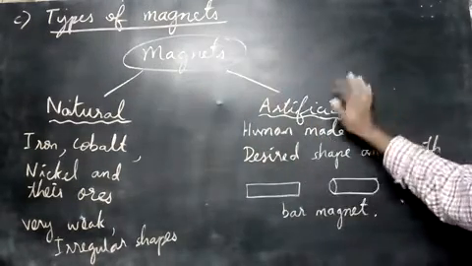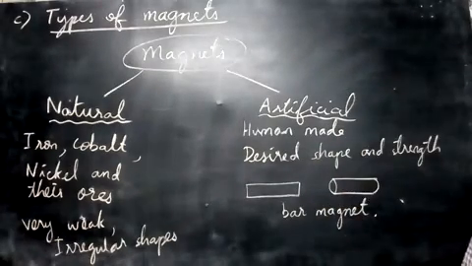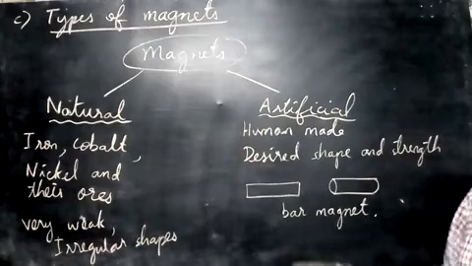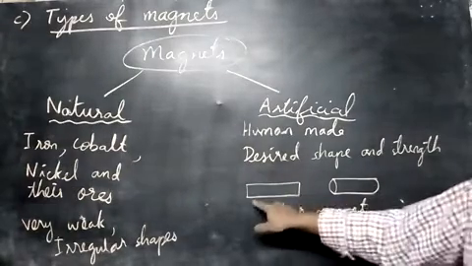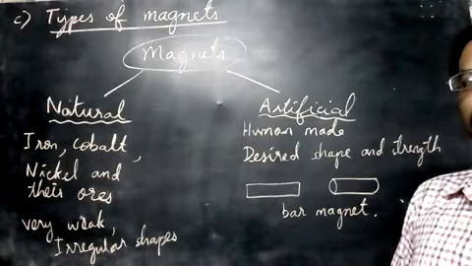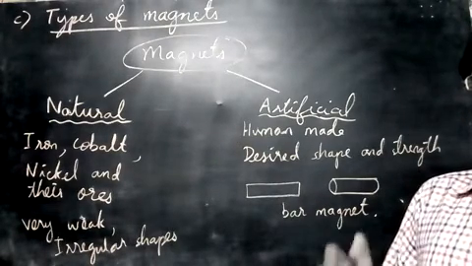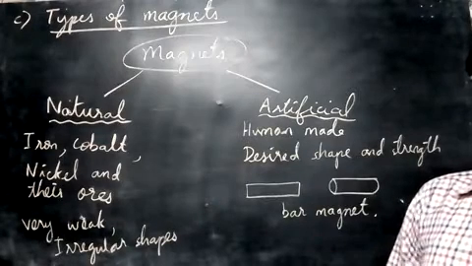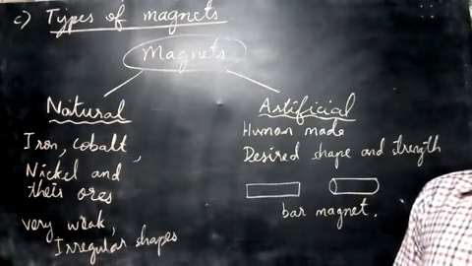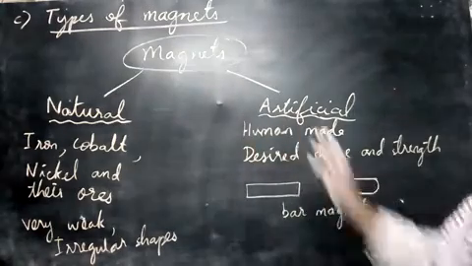Now let's see artificial magnets. They are human made. They have desired shapes, sizes and strengths. Whichever shape we want, we can make the magnet, and we can make different strengths also. Suppose you have a magnet of rectangular or cylindrical shape, then you call it a bar magnet. In lower classes you learned about horseshoe magnets, dumbbell shaped magnets and cylindrical magnets. In a speaker you have ring shaped magnets. Those are all made of man-made metals. So these are the two types of magnets.